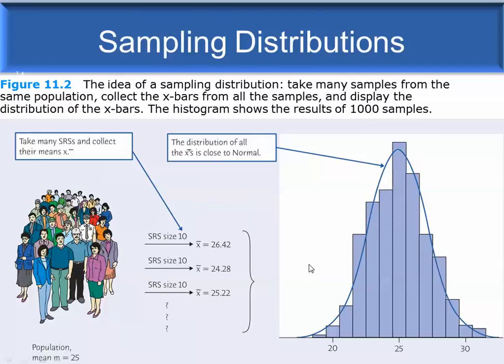So it's key to remember that the sampling distribution is the distribution of the means of all of those samples, and that distribution is approximately normal. And the fact that that distribution is approximately normal means we're going to be able to take all that we've learned about normal curves so far and use those to help us infer information about a population just by measuring a sample.